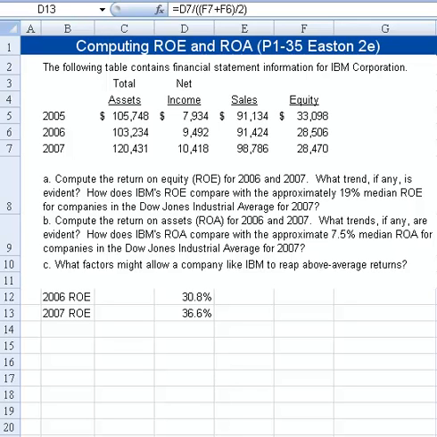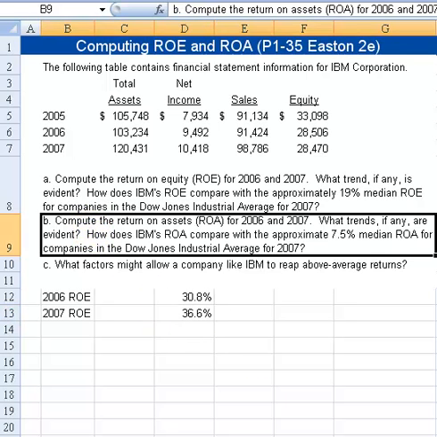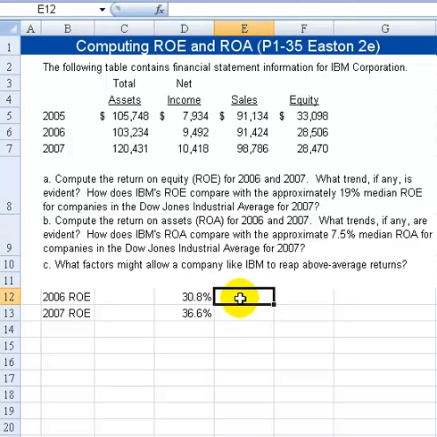Next, we tackle Part B. Part B says compute the return on assets for 2006 and 2007. So now we're doing ROA, and what trends do we see there? And how does that compare with a 7.5% median return on assets for companies in the Dow Jones Industrial Average? All right, so now let's tackle ROA.